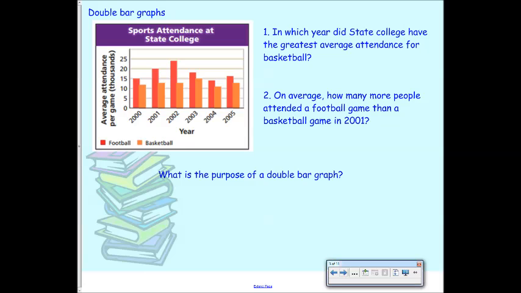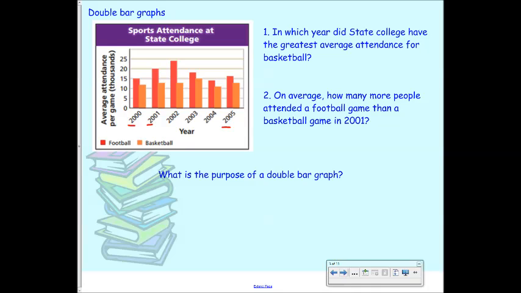It's comparing two different things. So it's the same axes for both of them. All the information in this graph is about the years 2000, 2001, all the way up to 2005. And it's also all about what? Sports. But what's it measuring? The attendance. So how many people show up at the games, right? But it's not just doing it for football, it's also doing it for basketball.